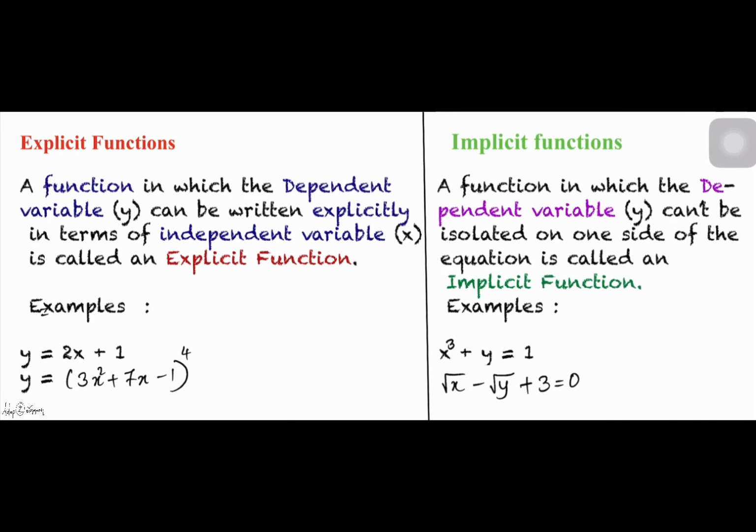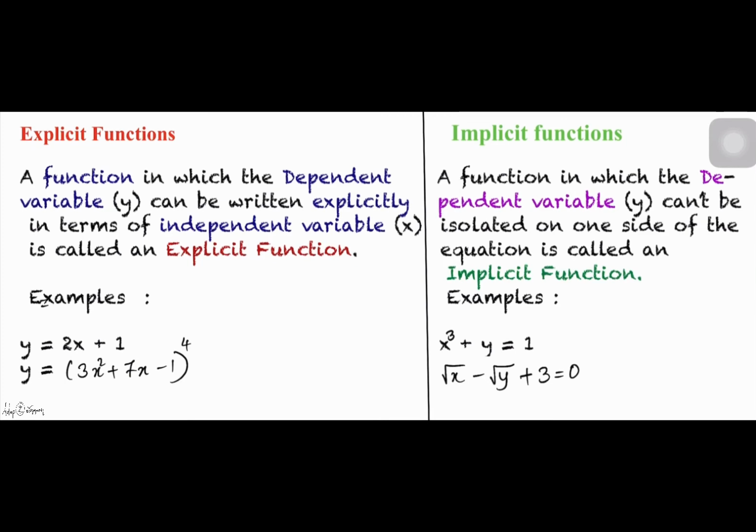Now in regards to implicit functions, they are just the opposite of explicit functions. It is a mix of variables. As you can see in the definition, it is a function in which the dependent variable can't be isolated on one side of the equation. Hence, even in the examples, different variables are mixed, and the independent variable and the dependent variable are together as well, right? So this kind of function is known as an implicit function.